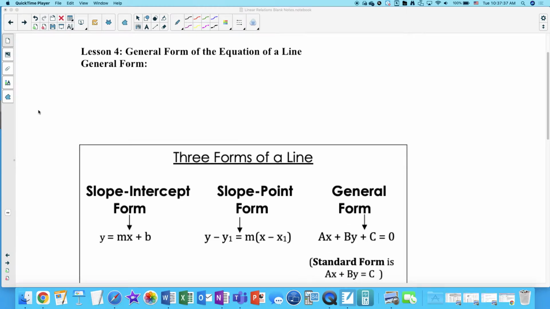The last format of a linear function, yep. What is our unit test for this? Wednesday next week. Yeah, good question.